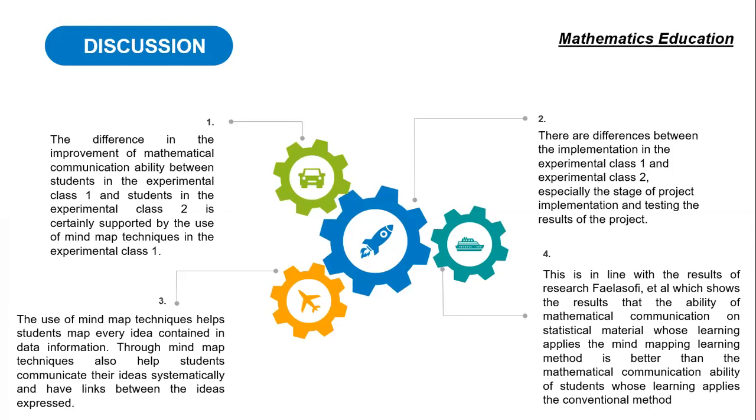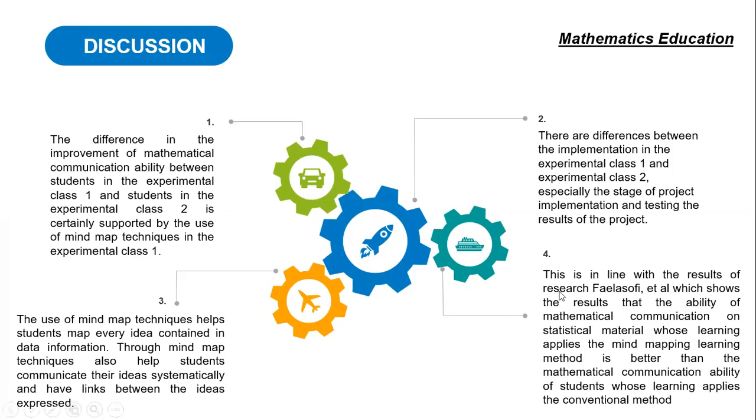There are differences between experimental class 1 and experimental class 2, especially in the stage of project implementation and testing the result of the project. We can see that experimental class 1 used mind map and experimental class 2 did not. So the difference in implementation is when students do the project and when students test the result of the project, when the students communicate the projects, in experimental class 1 using mind map, but in experimental class 2 without mind map. So we can see the difference.